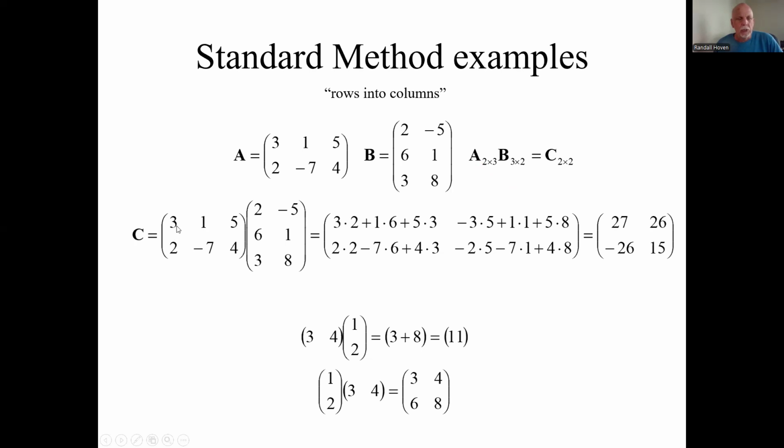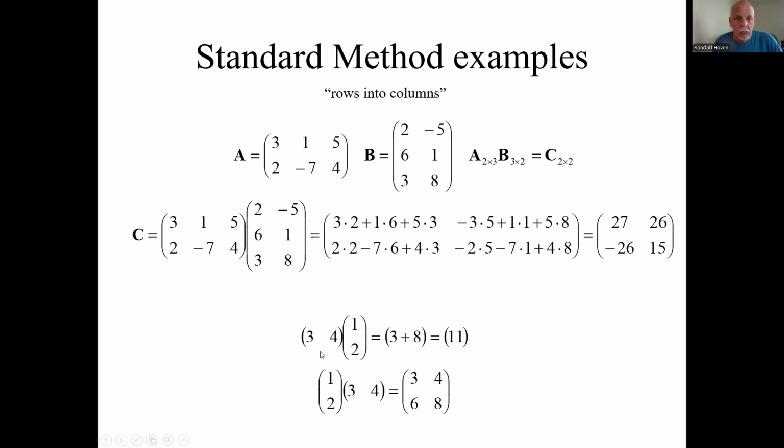So let's see. For the resulting product, I'll do 3 times 2, plus 6, plus 15. Sorry, this is kind of bad arithmetic. I get too many higher numbers. Let's see, what do I get over here? I get 3 times minus 5 plus 1 times 1 plus 5 times 8. Kind of bad arithmetic, you get 20. Anyway, that's how you do rows into columns.